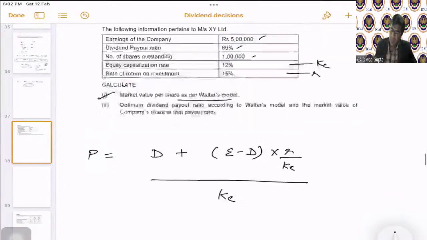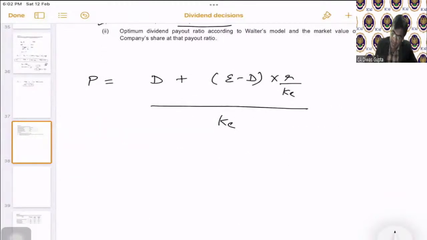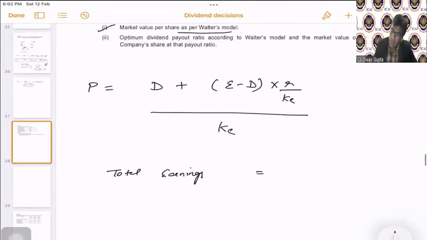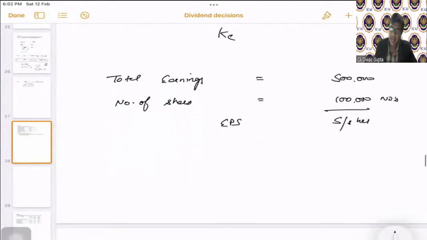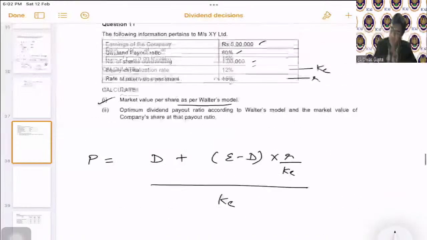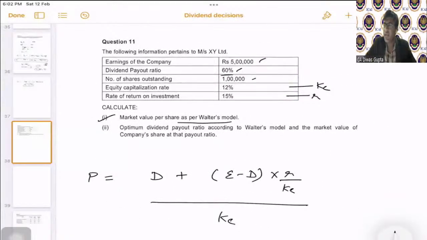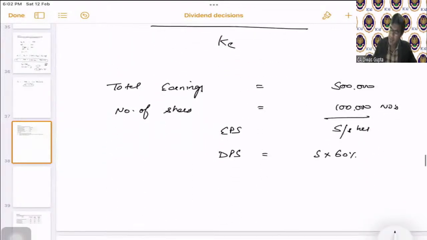Now, if we try to put the things, so first of all, total earnings is how much? 5 lakh rupees. Number of shares is 1 lakh numbers. So 5 per share is the EPS. And hence, the dividend per share is how much? 5 into 60%. Right? Because 60% is the dividend payout ratio. So hence, the dividend per share comes out to 3 rupees per share.